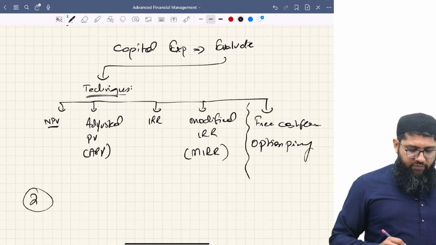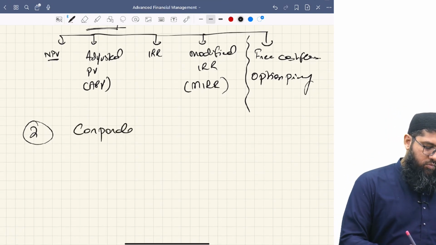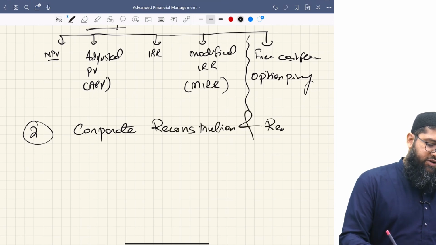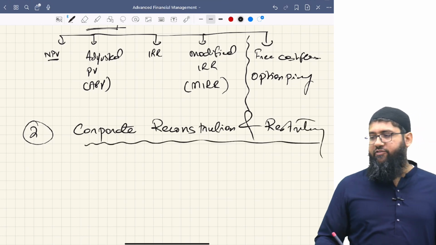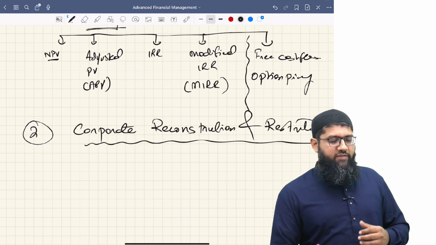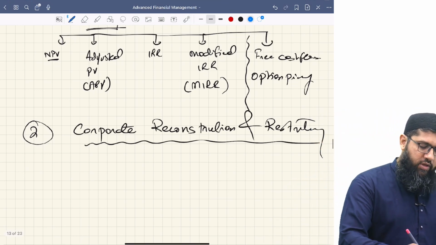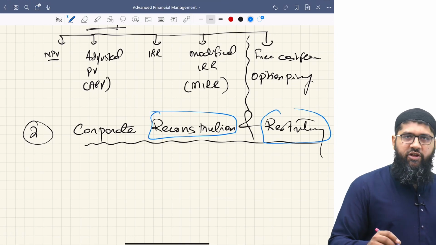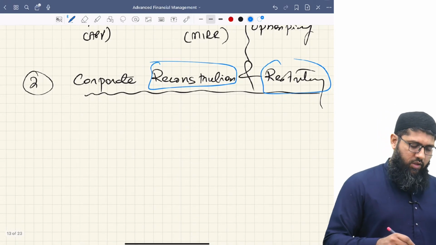Now the second area of the syllabus is about the corporate reconstruction and the corporate restructuring. Let's start discussing what a corporate reconstruction is and what a corporate restructuring is. When we talk about corporate reconstruction and restructuring, there are generally 3 different types of reconstruction and restructuring scheme.